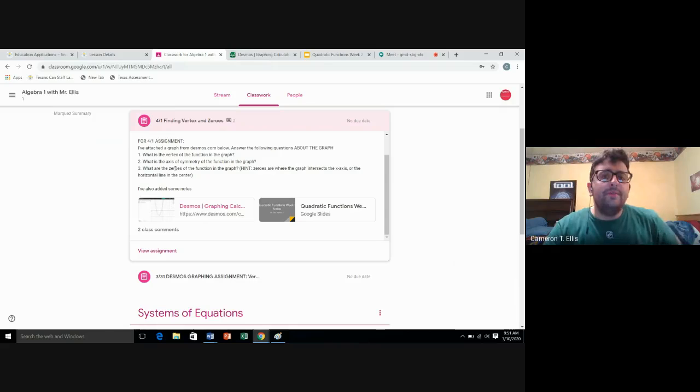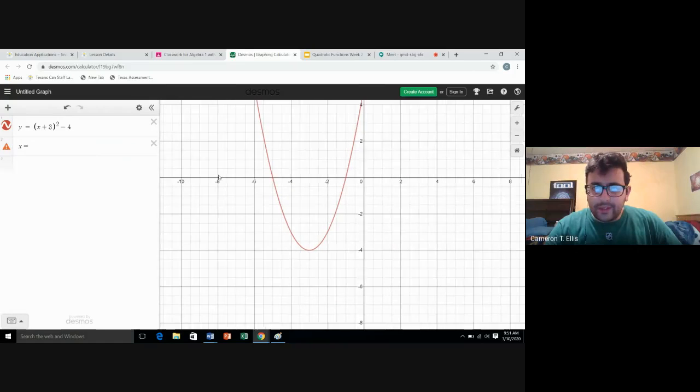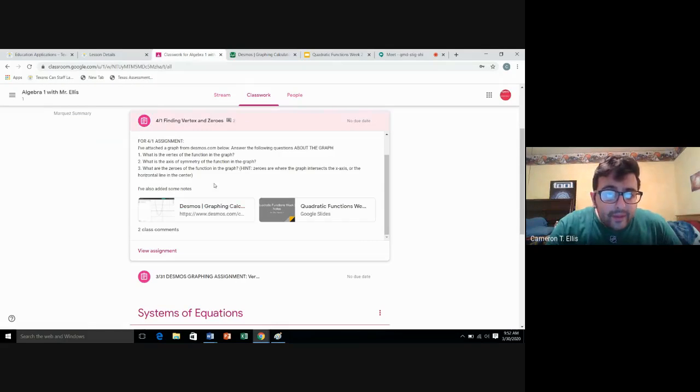Okay, what are the zeros of the function in the graph? Zeros are where the graph intersects the x-axis. Okay, so the x-axis is the horizontal line, right? So this guy right here going across. Let me click right here. That should be my answer if I click on it, right? And then maybe this guy and this guy. Those would be my zeros, or my x-intercepts. They intercept the x-axis, right?